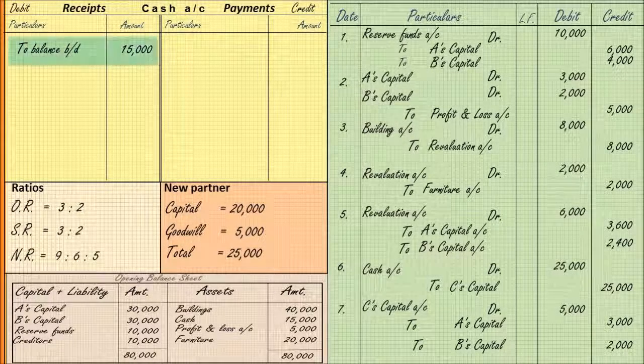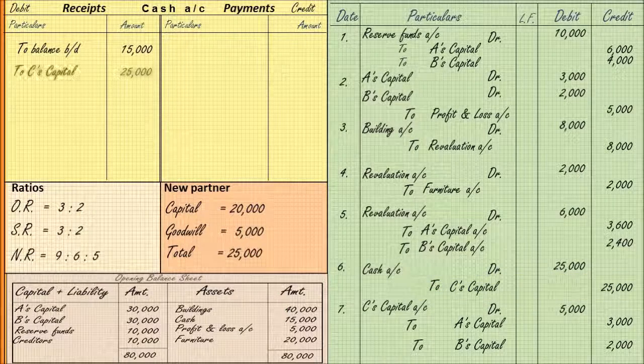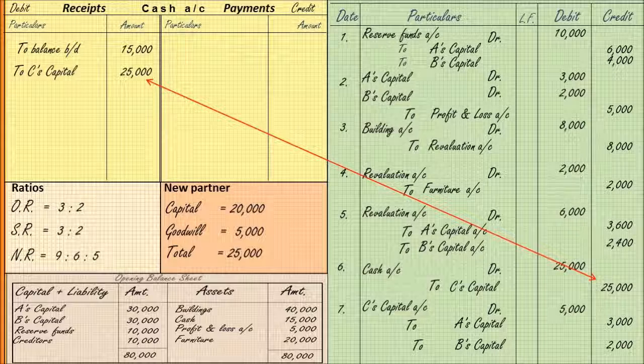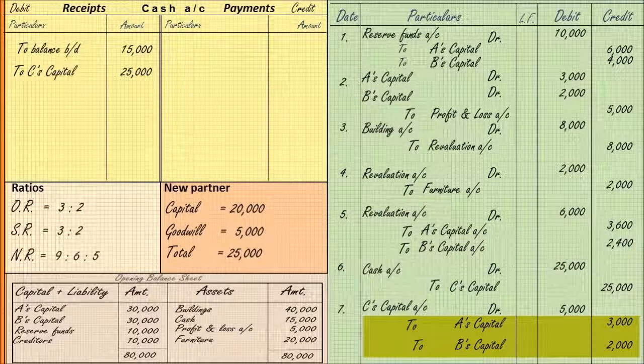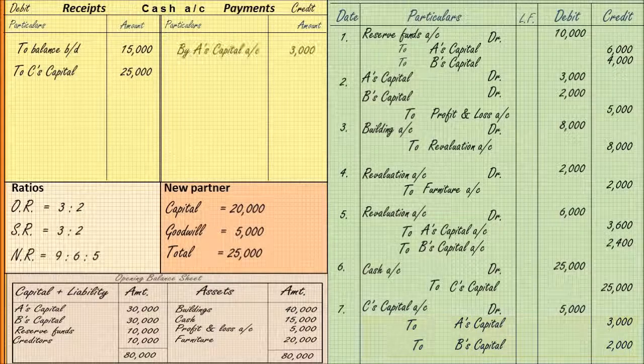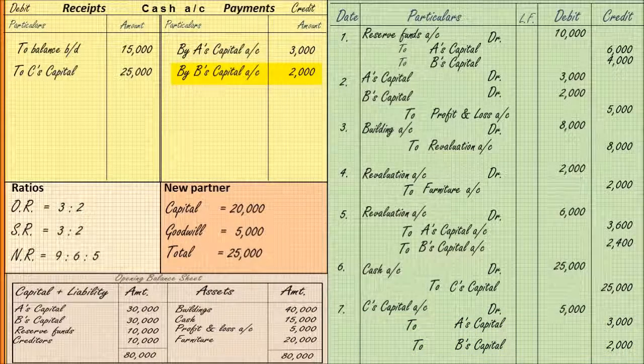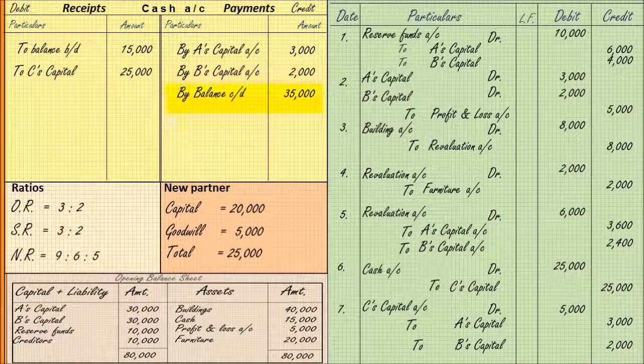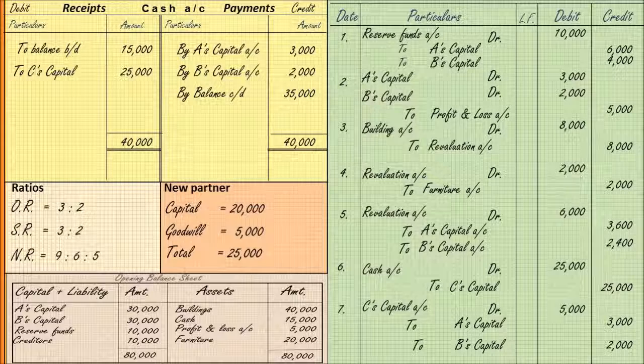Now we have to prepare the cash account. To balance BD, 15,000 means opening balance. This figure has been taken from the last balance sheet. If you look at the balance sheet, the cash was 15,000. So this will become the opening balance for our cash account. Then to C's capital 25,000. This is the receipt for the firm. On the debit side we are going to write down receipts, and on the credit side we write down payments. Then the money was taken by A and B, 3,000 and 2,000. So on the credit side of the cash account, by A's capital, by B's capital, that will be 3,000 rupees, 2,000 rupees, and by balance CD 35,000 rupees. So now the closing balance is 35,000 rupees.